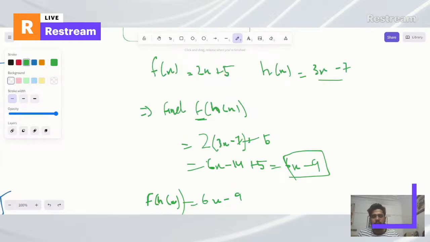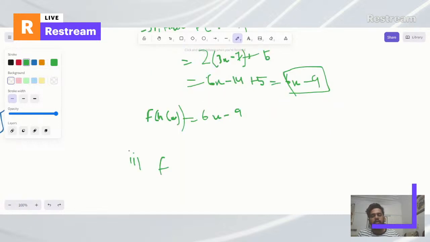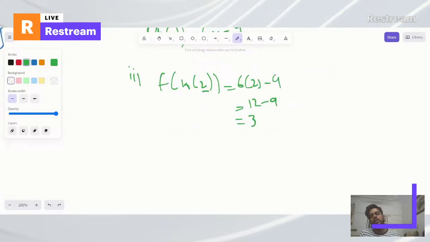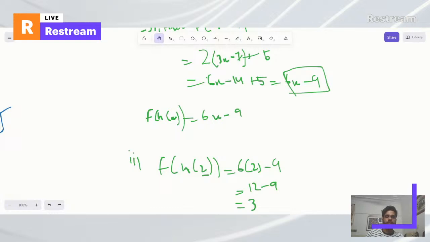Now in the second part, I say find the value of f(h(2)). We already have the equation of f(h(x)), and now we're going to place 2 instead of x. So it's 6 times 2 minus 9, which becomes 12 minus 9, so the final answer would be 3. So that is our value of f(h(2)). I hope this is clear to all of you.